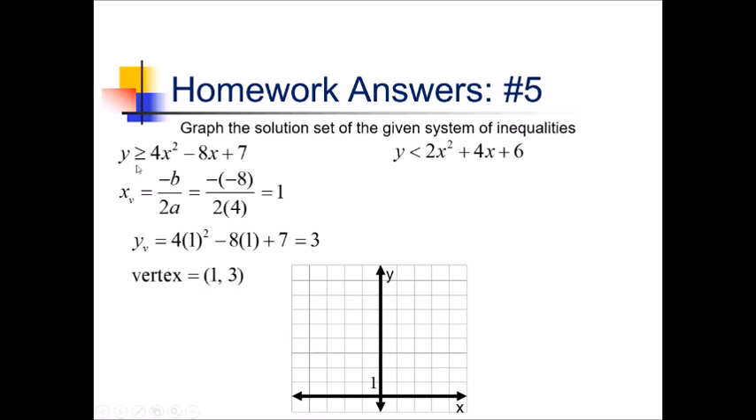Since I have the equals under my inequality, that means I have a solid dot and solid lines that we're going to use for this one. So (1, 3) right there. This plus 7 is telling me I have a y-intercept of 7 for that parabola. So that's up here, another solid dot. And let me draw a branch going through those.